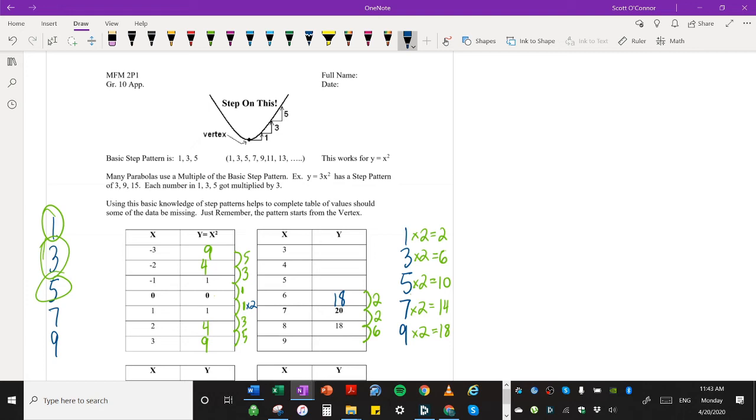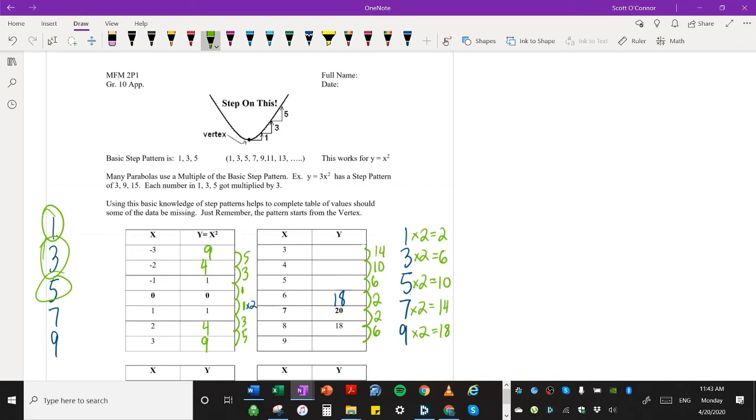So then, if I follow my pattern, so 2, 6, 2, and then this has got to be also 6. And then this is going to be, following the pattern, 10. This is going to be 14.